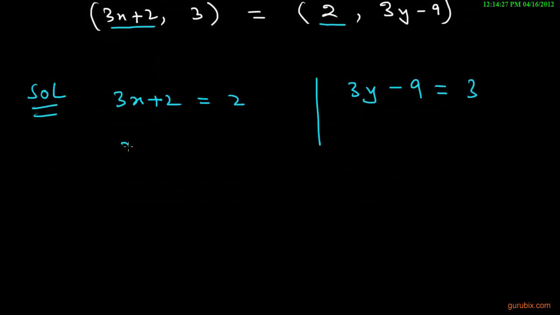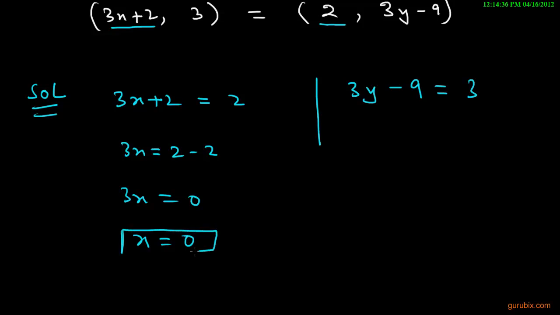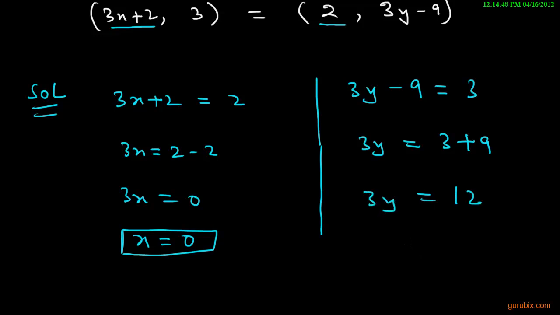Finally we can write 3x will be equal to 2 minus 2, then 3x will be equal to 0. Finally x will be equal to 0. So this is the value of x in the question, and here 3y will be equal to 3 plus 9 and it will be 12. 3y is equal to 12, then y is equal to 4. So this is the value of y in the question. This is how we can understand equality of two ordered pairs. Thank you.